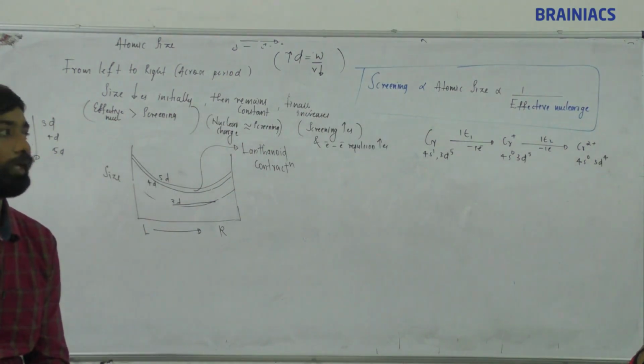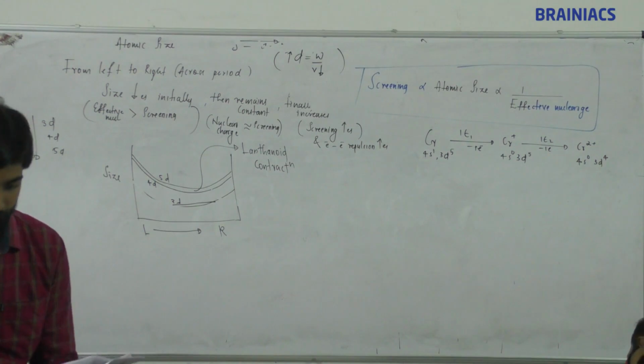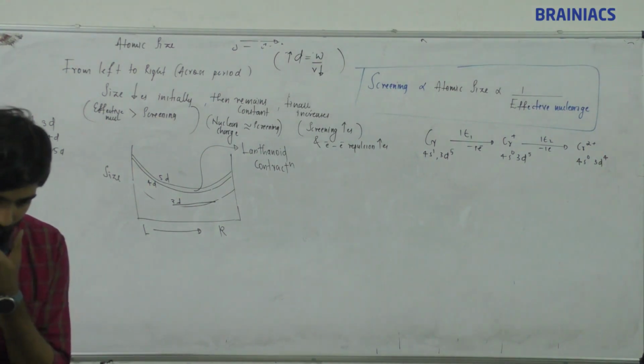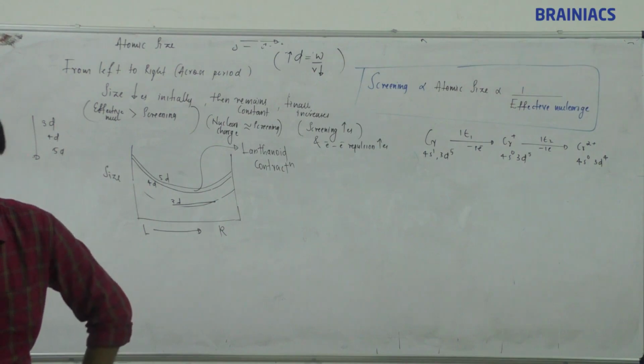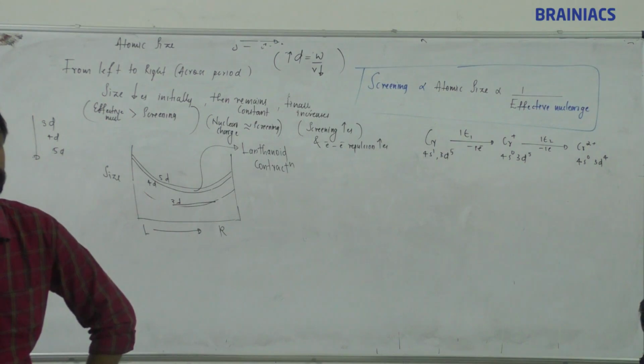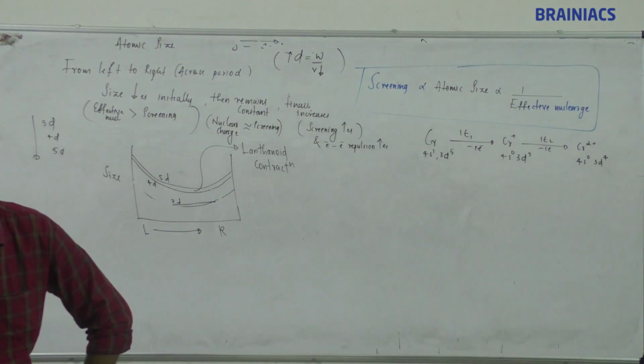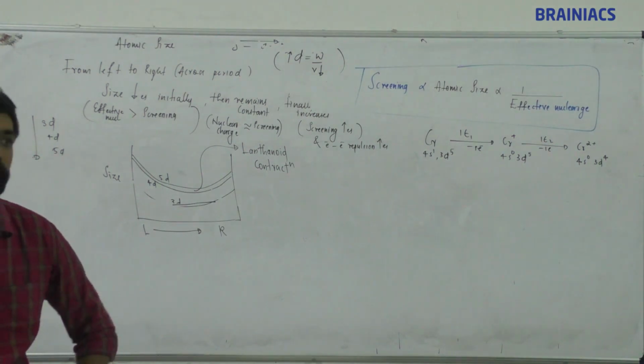So the next point: across a period, density increases first, then remains constant, finally decreases. Reason?